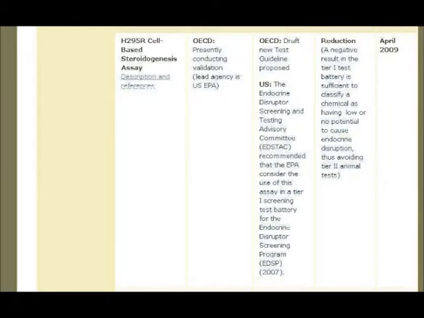This is another test. This is a penultimate test, so you can see how many alternative tests there are to detect endocrine disruptors. This one's called the H295R cell-based steroidogenesis assay, and it says the OECD is presently conducting validation. The lead agency is the US Environmental Protection Agency. Under reduction, again, it says a negative result in Tier 1 test battery is sufficient to classify a chemical as having low or no potential to cause endocrine disruption, thus avoiding Tier 2 animal tests. Okay, we're going to look at the last test now.